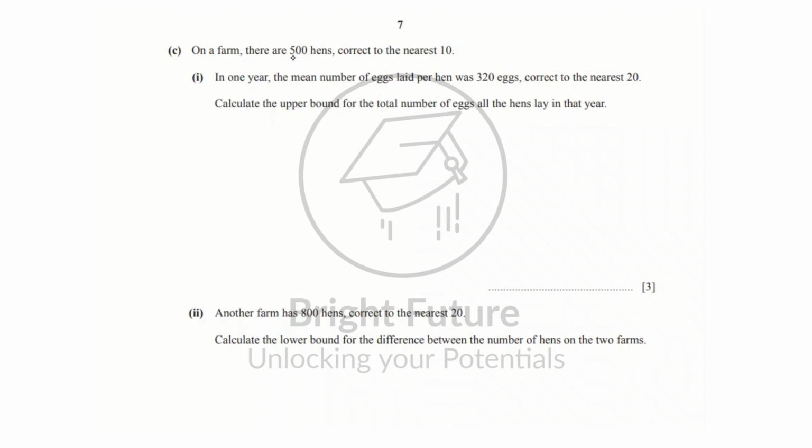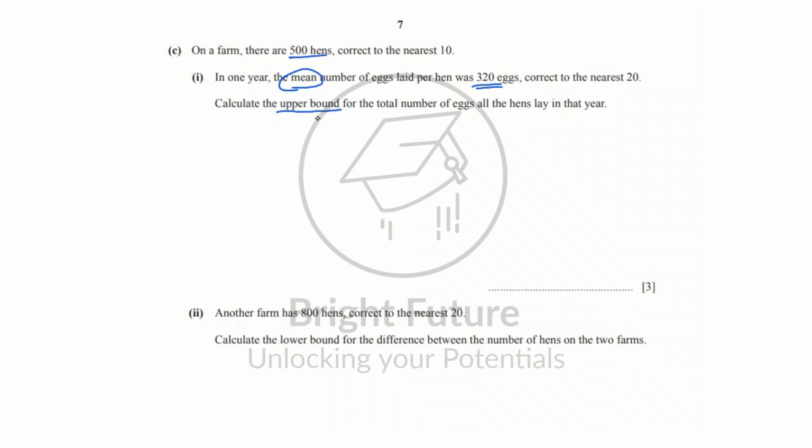So total how many hens? 500, correct to the nearest 10. In 1 year, the mean number of eggs laid was 320, correct to the nearest 20. Calculate the upper bound of the total number of eggs all the hens lay in that year. So one hen lays 320 eggs, so how many will 500 lay? That is what we have to find out.